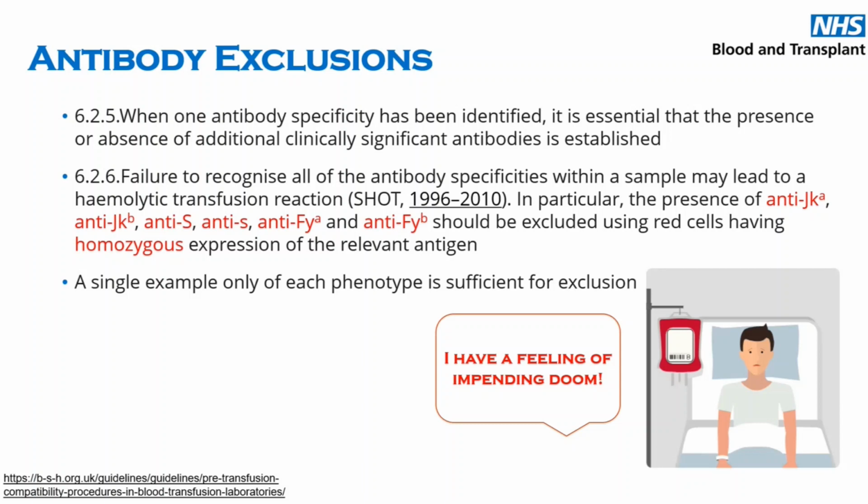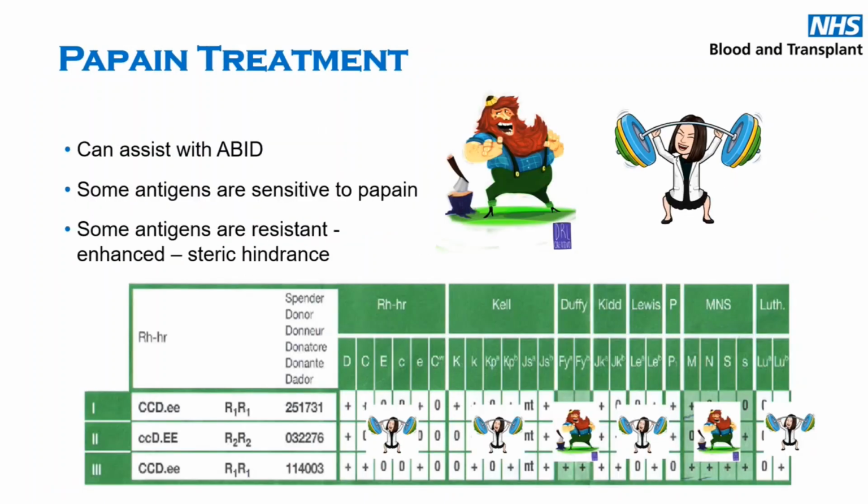And then BSH are saying that you only need a single example of each phenotype to exclude your antibodies. I personally like 2. The difference is when you're in reference, you see all sorts of weird and wonderful things, so I just feel comfortable with 2, but you can just use 1 for your exclusions. There's things that we're going to also help out with.